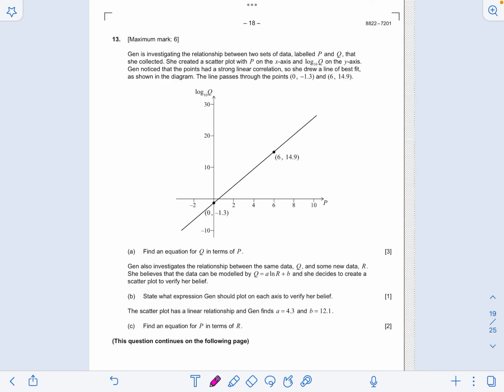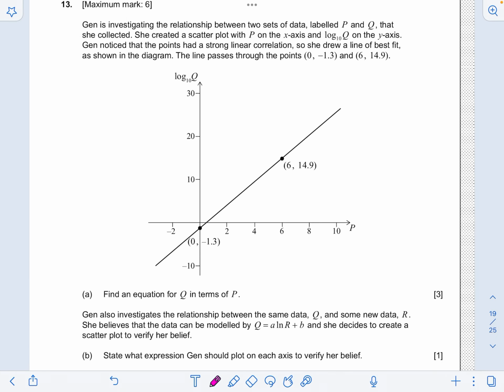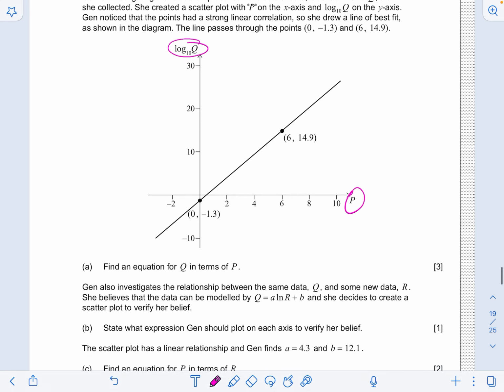This is HL Paper 1, Number 13, Math Applications and Interpretation, November 2022 exam. This is investigating nonlinear modeling, and we can see that Jen believes she has graphed the log base 10 of Q on the y-axis and P on the x-axis. She's created a scatter plot. Here are a couple of points along that scatter plot, and so we're looking for an equation.